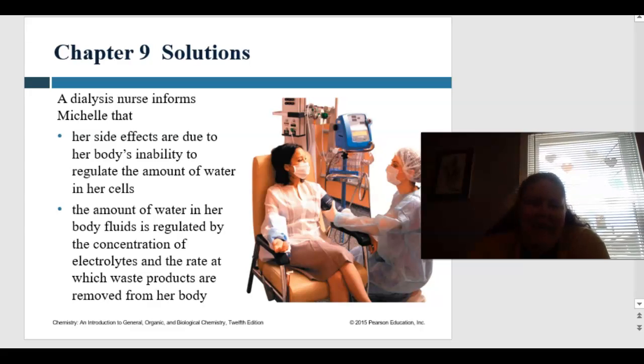Okay, moving on to chapter 9 and talking about solutions. So, a dialysis nurse informs Michelle that her side effects are due to her body's inability to regulate the amount of water in her cells. And the amount of water in her body fluids is regulated by the concentration of electrolytes and the rate at which waste products are removed from her body.